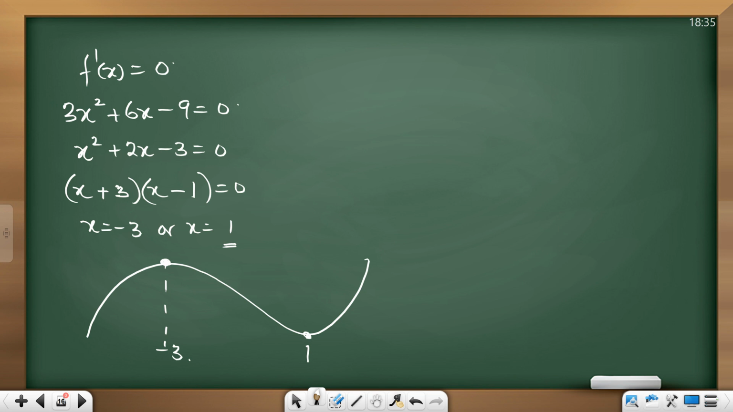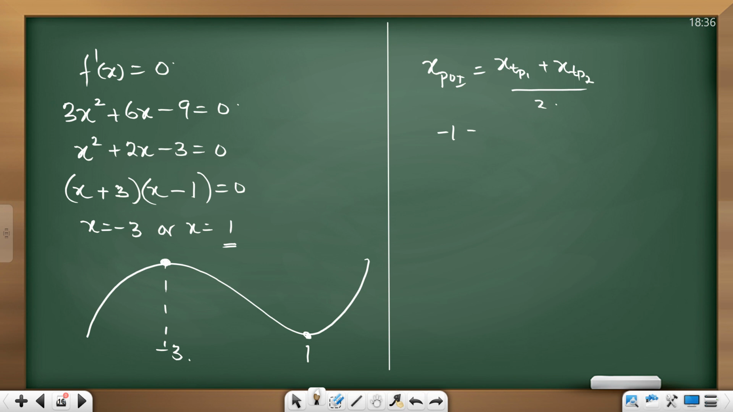I said there's another way of getting this. What's the point of inflection? We know x point of inflection is equal to xtp1 plus xtp2 over 2. Negative 1 equals to t plus 1 over 2. So 1 equals to what? Negative 2. What is t? Negative 3.